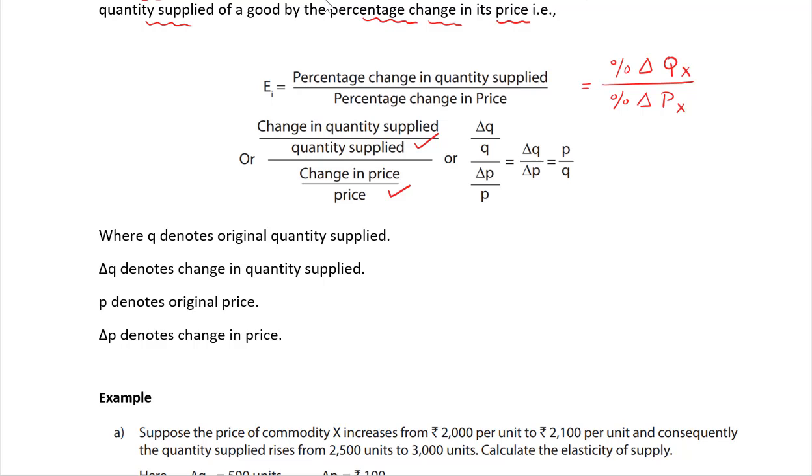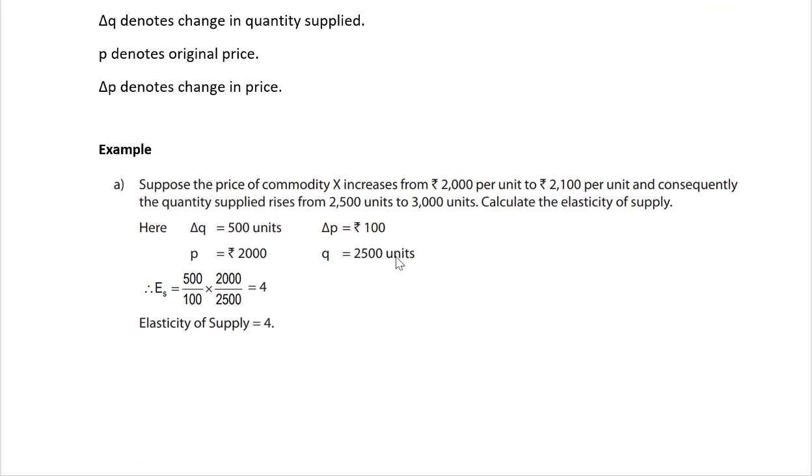We can write it as change in quantity, that is delta Q, divided by delta P equals P by Q, that is price by quantity. I think we are clear till here. So elasticity of supply is P by Q multiplied by delta Q by delta P. This is the formula. Let's see an example.